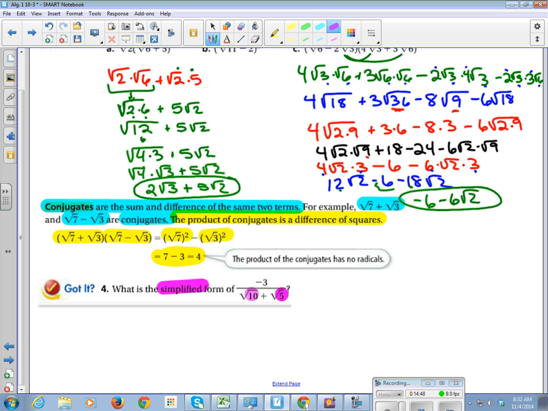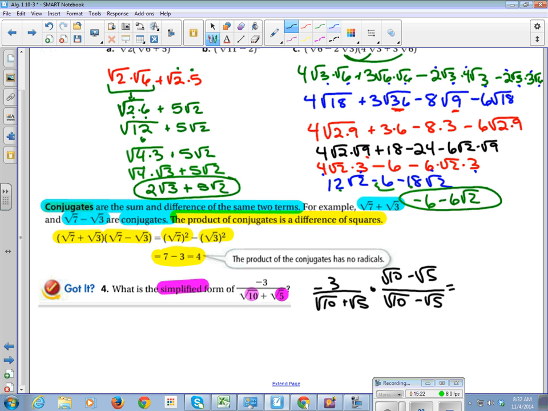So when it's asking us what is a simplified form of negative 3 over root 10 plus root 5, we're going to take that and multiply the top and the bottom by the conjugate. As long as we do it to the top and the bottom, we're the same. Life is good.